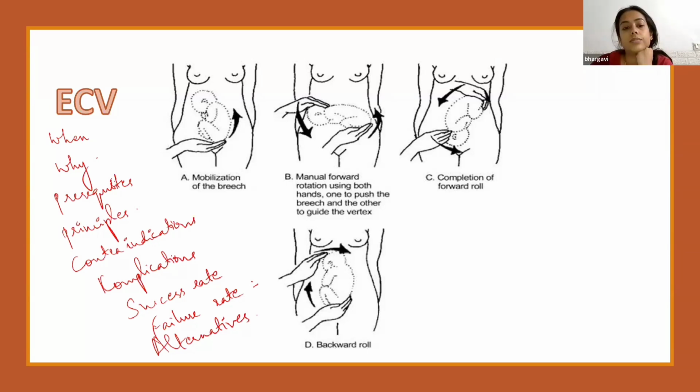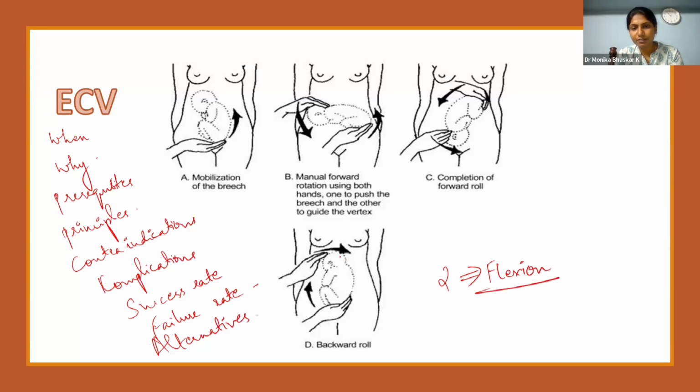So what are the principles of ECV? There are two important principles. I think this is not given in any books; I think one of my teachers told me. Flexion of the head should be maintained. For example, this baby you see here, the baby is like this. You cannot turn the baby like this because the head will be extended. The picture they have shown is absolutely wrong. I did not realize it earlier, but now I am seeing. They have told backward roll and they have shown the baby's head on this side. You cannot roll the baby like this because the head gets extended. You cannot extend the head and deliver.